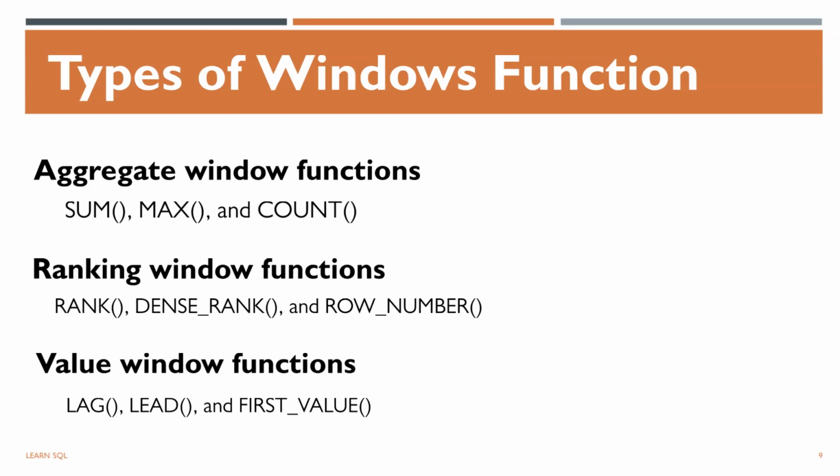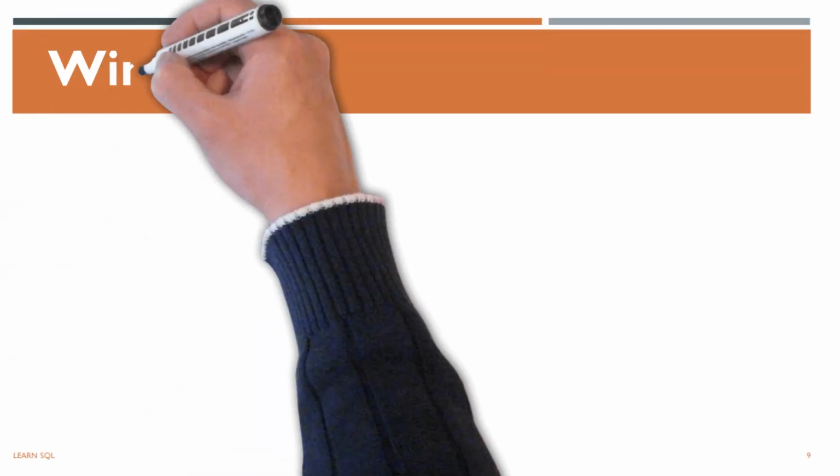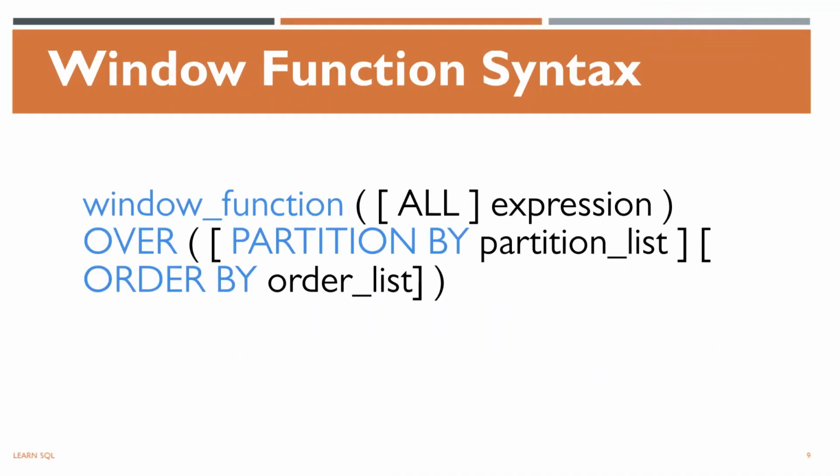Alright, so let's go over the syntax piece by piece, right? So you have the window function, then you have OVER, then you have the PARTITION BY list, and then you have the ORDER BY list. Now the window function simply specifies the window function. Now ALL is an optional keyword. When you include ALL, it counts all the values, including duplicate ones. DISTINCT is not supported by window functions.